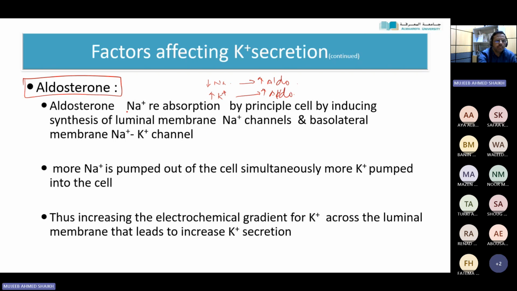So aldosterone will cause absorption of sodium by the principal cells. It acts on the principal cells, increasing the synthesis of more sodium potassium ATPase channels at the basolateral membrane. So more sodium is pumped out of the cell, and simultaneously more potassium is pumped into the cell, thus increasing the electrochemical gradient for potassium across the luminal membrane, which will lead to secretion of potassium ions. I will show it here.